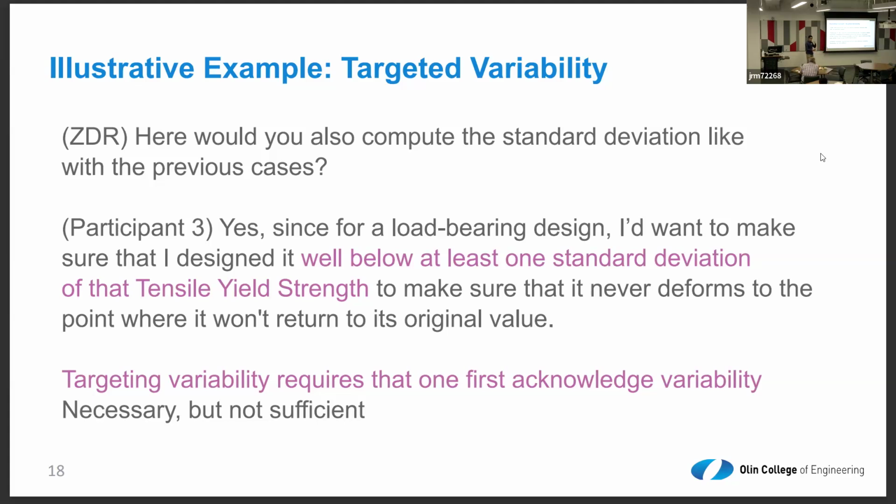Note, they're thinking about variability. Here, she's doing this specifically using standard deviation, but she's also connecting it to consequence, saying, I want to make sure it never deforms too much. So this is core to this idea of what it means to target. One needs to first acknowledge variability, but then they need to go further. They need to bring that kind of statistical thinking into their engineering practice. So it's a necessary but not sufficient condition to at least think about the variability, but then to go and do something with it.